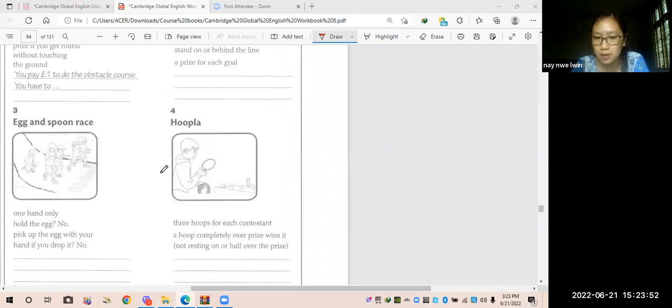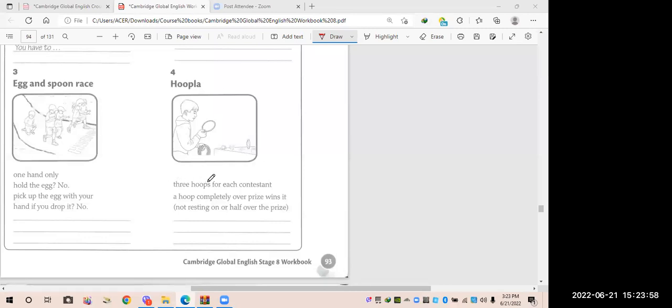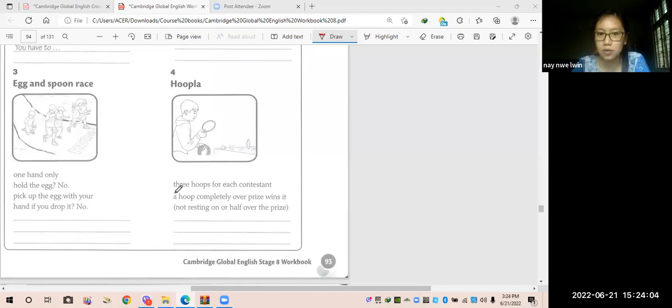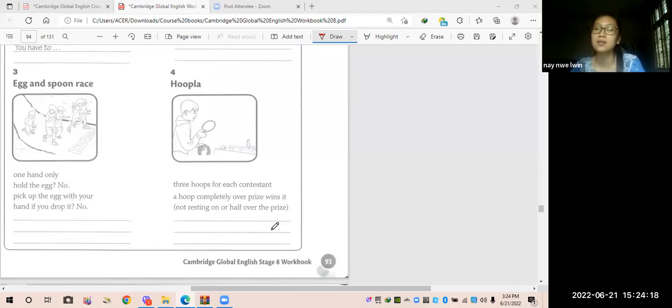And how about the last one? Three hoops for each contestant. So you can have three hoops. Yes, you can win the prize if your hoop goes completely over the prize. So you can win a prize if a hoop is completely over the prize, right? And how about the last one? Not resting on or half over the prize. So the hoop must not rest on or half over the prize. Yes, half over the prize. So got it?